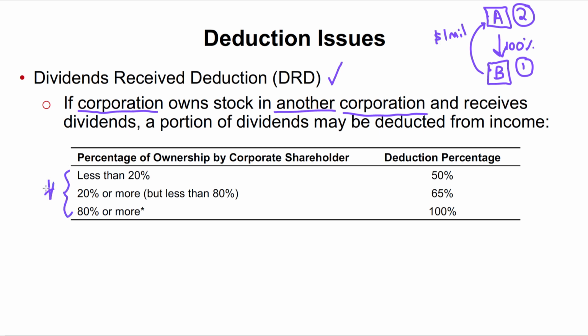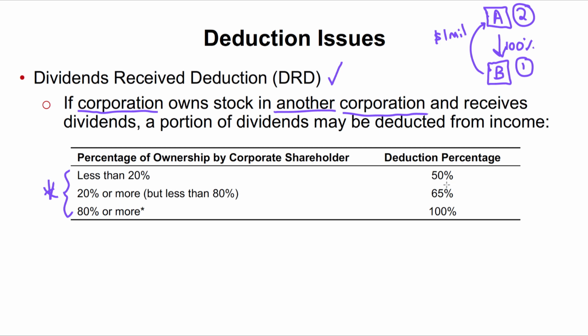That's important. If it's less than 20%, it's going to be a 50% deduction percentage we use. If it's between 20% and less than 80%, we use 65%. And if it's 80% or more, which we know is control in the corporate tax rules, remember we learned that in Section 351, 100% deduction percentage. Okay? Those are the percentages that we use, just so you know. We're going to use that percentage.